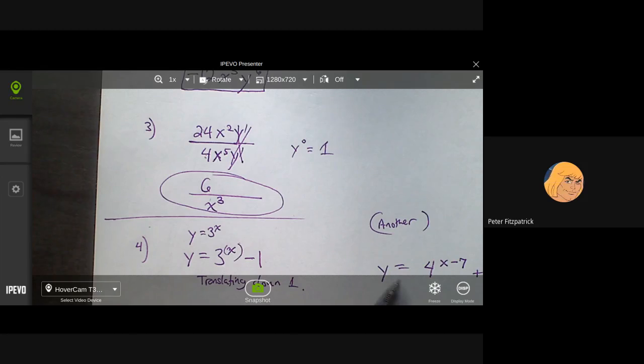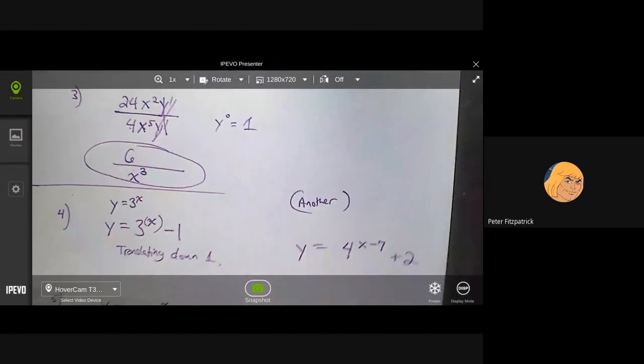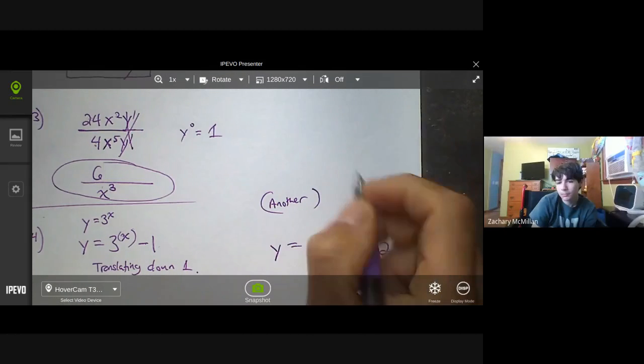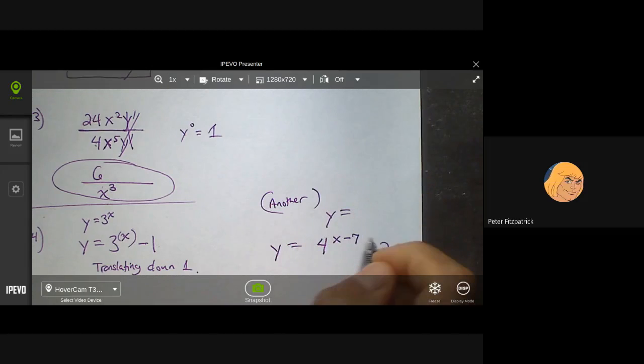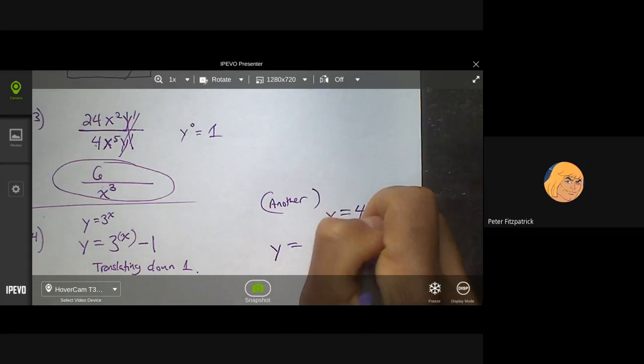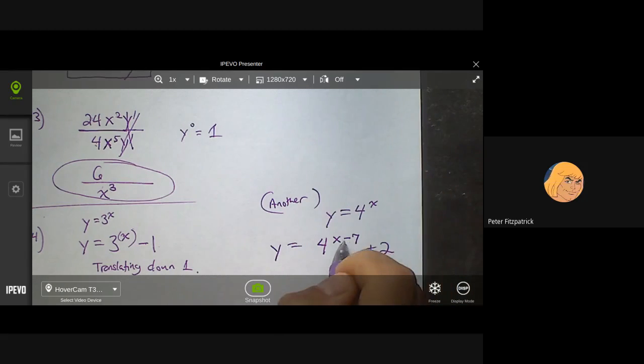Okay, I made up another one just to recap the vertical and horizontal translations. Zach, can you see this one that I made? Yep. Okay, if the original one was a simple exponential y equals 4 to the x, then what does that minus 7 do? You have to remember the h and k values. What direction does adding or subtracting to the x input do to the original function?